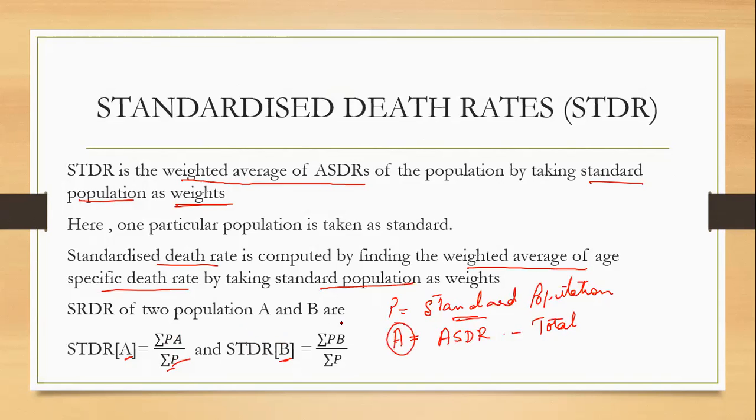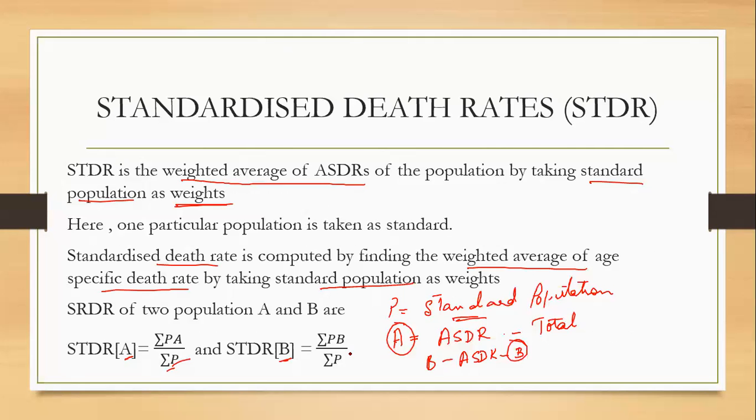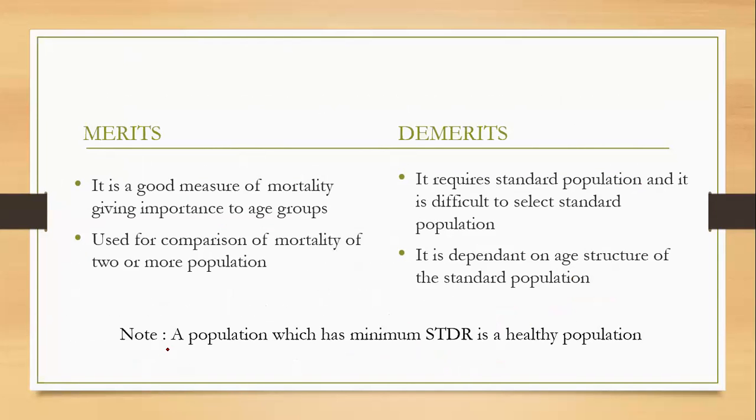When it comes to B, again it is summation of standard population multiplied by the ASDR, that is the age specific death rate of locality B, divided by the standard population. Okay, hope you understood the formula. Again here we are considering ASDR. The two things in this method we have to calculate are, one is ASDR, the age specific death rate, and one more thing is the total, that is the standardized death rate. Let us know the merits and the demerits.